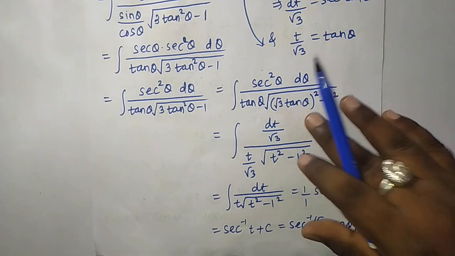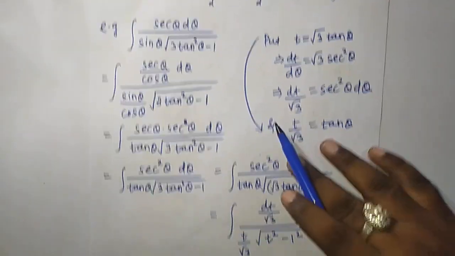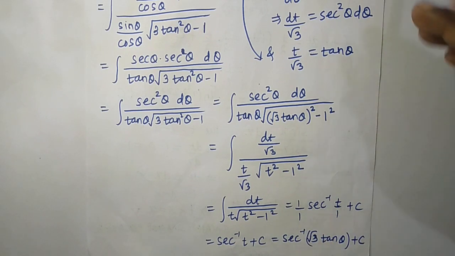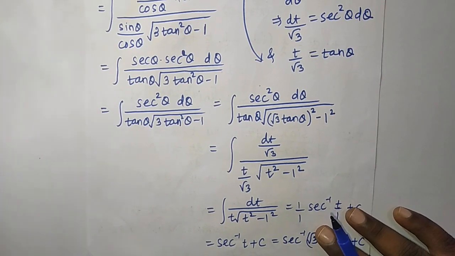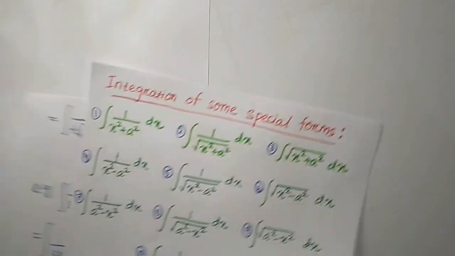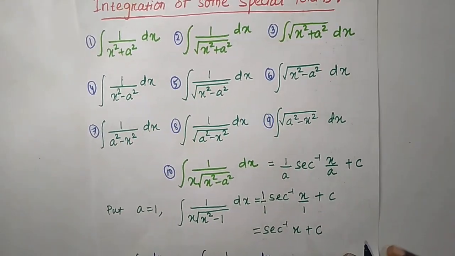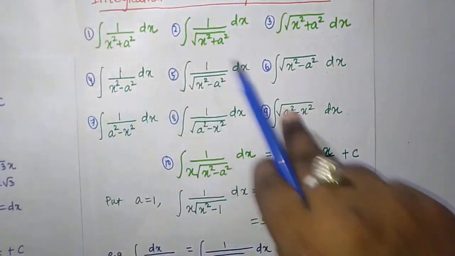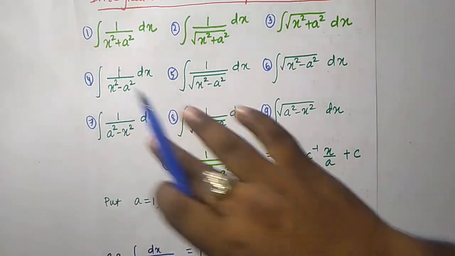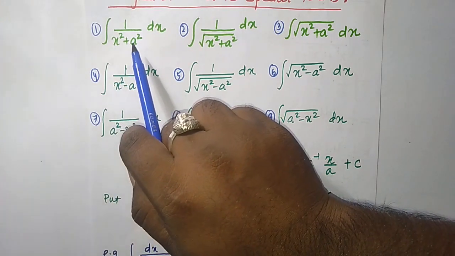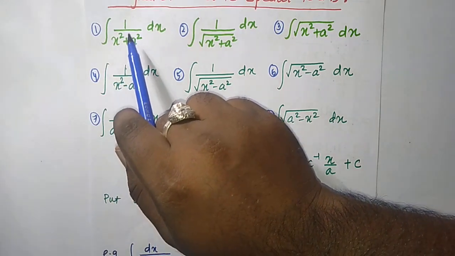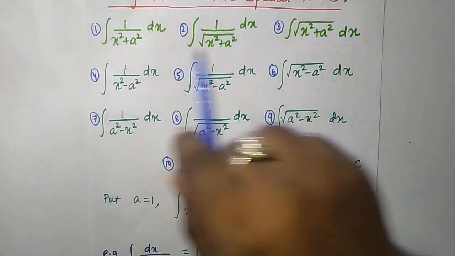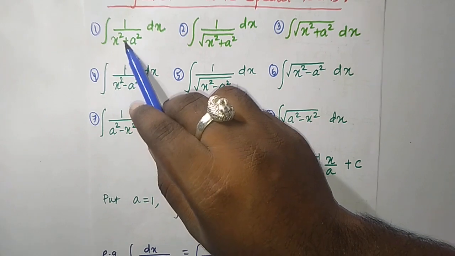Okay, and you have taken t as what? Root 3 tan theta. So put it here. So after putting, you have got sec inverse root 3 tan theta plus c. This is the answer. Now we will learn the integration of these 9 forms. Okay, I will teach you how to find integrations of these forms one by one, following this sequence.